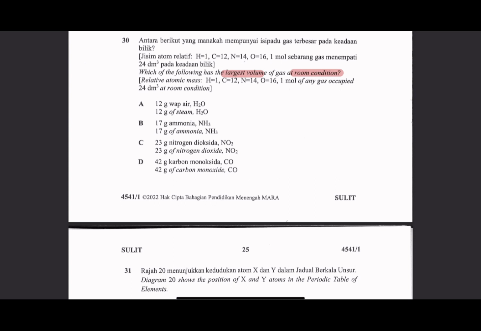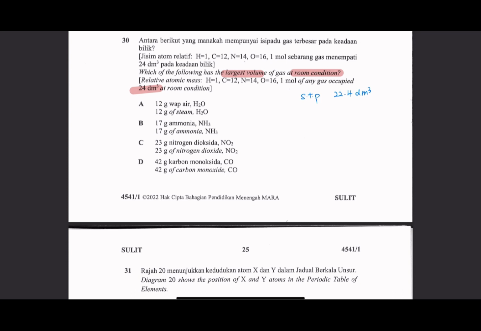So given at room temperature, 1 mole of gas occupies 24 dm³. For STP, standard temperature and pressure, it is 22.4 dm³. Okay, normally the value will be given. For the largest volume, we have to calculate, because the volume of the gas depends on the number of moles. So we calculate one by one.